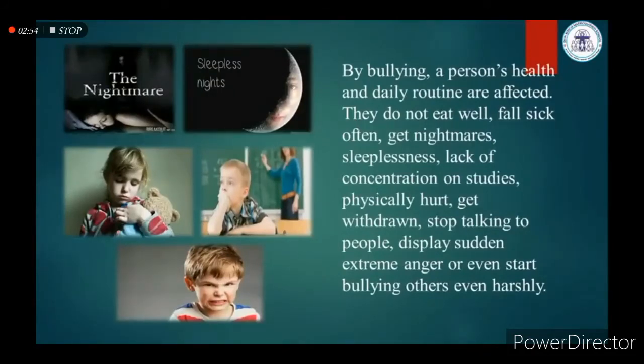When we bully a person, his or her health and daily routines are affected. They do not eat well, fall sick often. They get nightmares, sleepless nights, lack of concentration on studies or work they do, and they are physically hurt. They get withdrawn, they stop speaking to people, and they get sudden extreme anger, or they even start bullying others too in that anger.